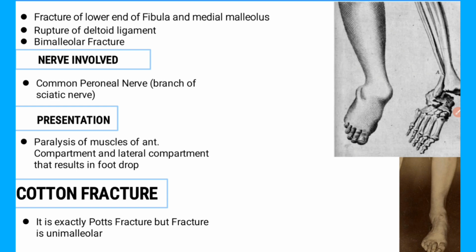As you can see in the figure, here we have a Pott's fracture. It is known as Pott's fracture because of its configuration. You can see it has some kind of pot-like configuration, so it is known as Pott's fracture. The lower end of the fibula is fractured, and the malleoli are also fractured in a Pott's fracture.